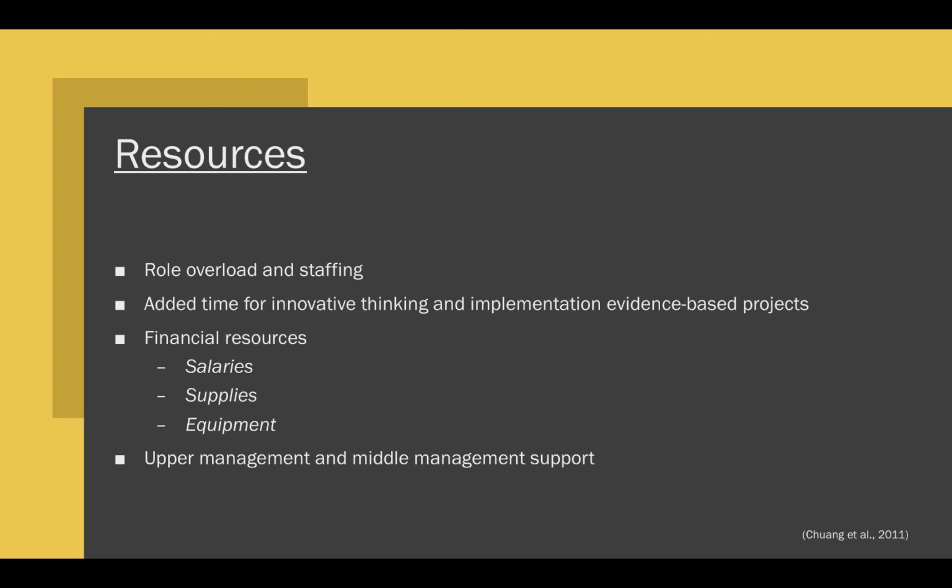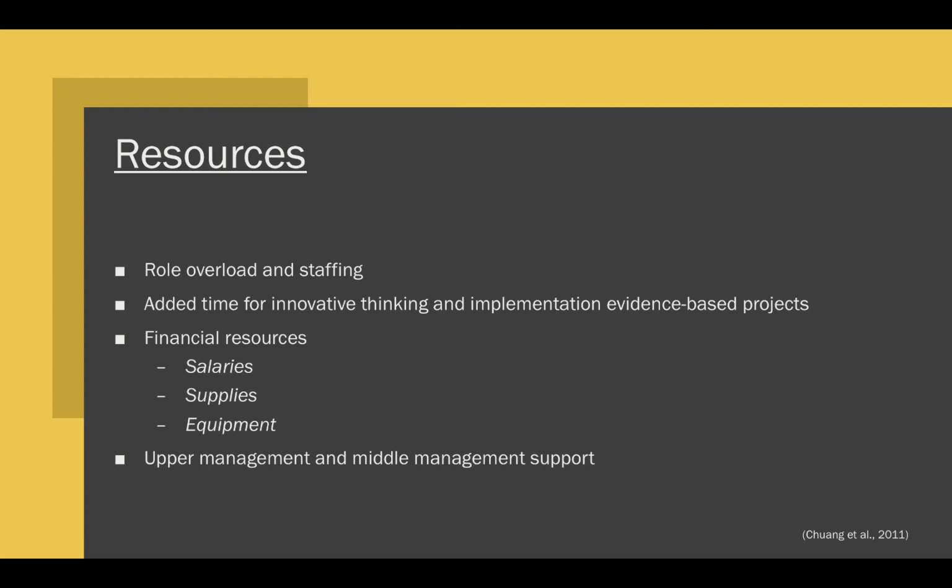There are several resources needed for the implementation of practice of complexity leadership theory. The first two go hand in hand, which would be role overload and staffing. Not only are additional staff needed for the actual implementation, but there are additional staff needed for the ongoing continuation. Staff are currently overloaded with tasks that need to be done each shift, many times more tasks than time will truly allow. Staff, including leadership, will need additional help to support time for innovative thinking and implementation of the evidence-based projects.